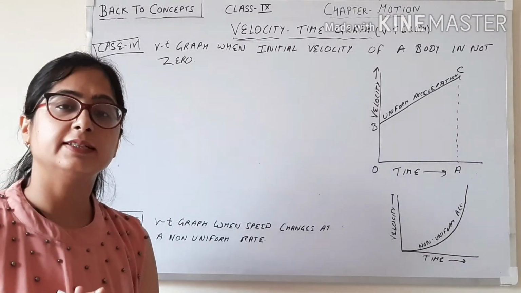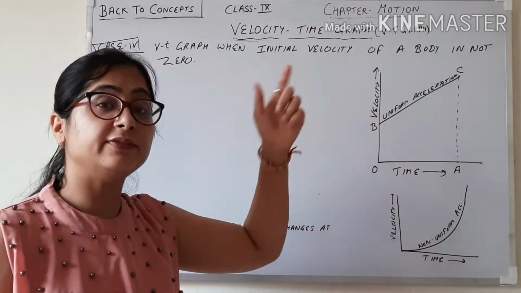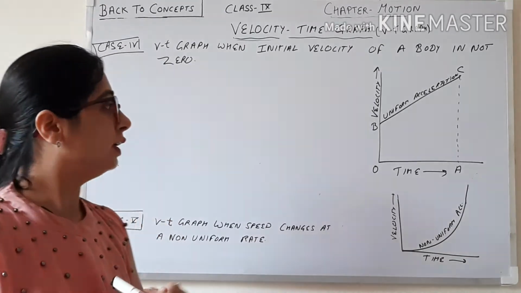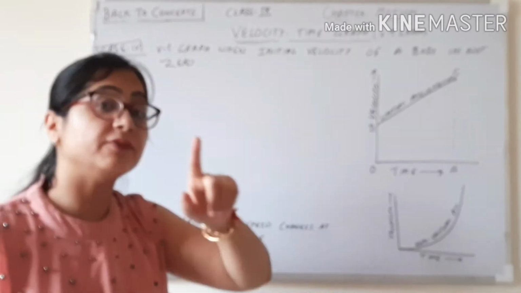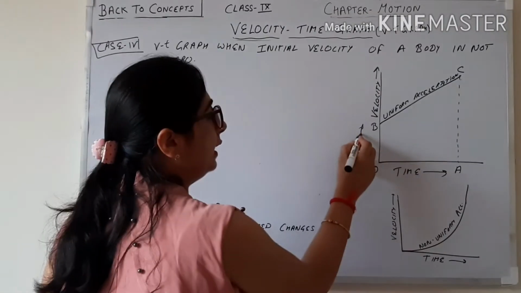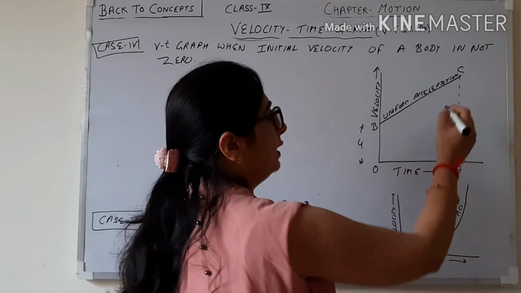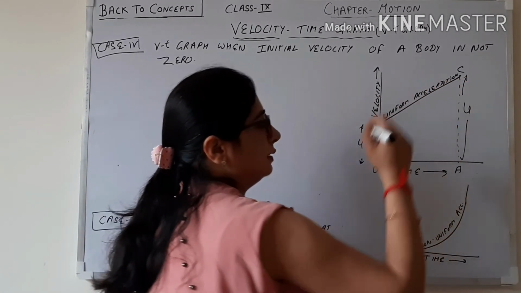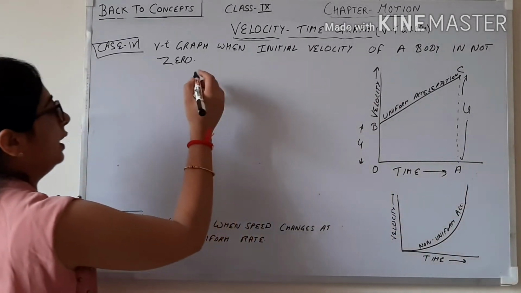Okay, now let's discuss case number 4, when initial velocity is not 0 for a uniformly accelerated motion. So it means here the graph is not starting from 0. So OB represents the initial velocity and the final velocity is represented by this CA. And what is the time interval? That is equal to OA.